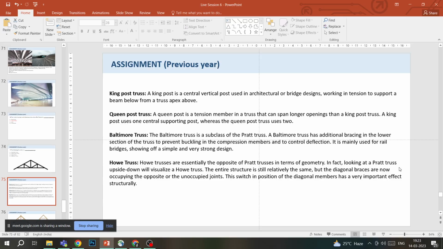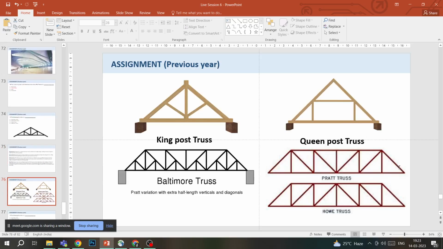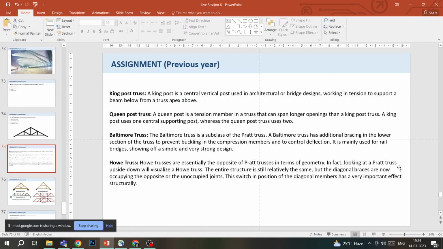A king post truss uses one central supporting post, and in a queen post truss there are two supporting posts at different points. As you can see from the image, this is how a king post truss looks. There is one central post holding the truss together, and in a queen post truss there are two vertical members holding the truss together, attaching at a point in the rafter.